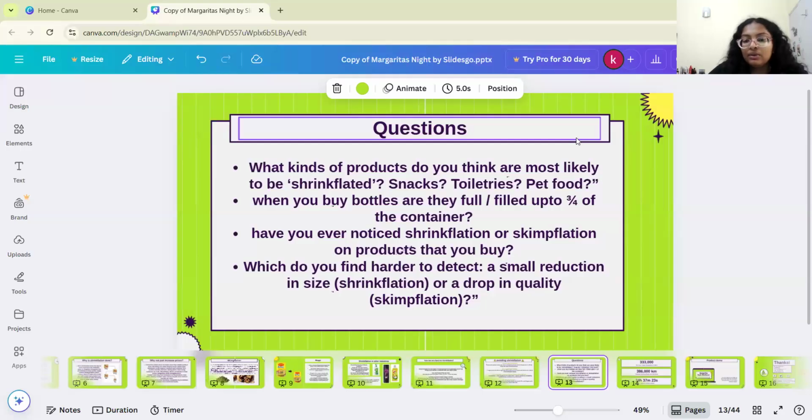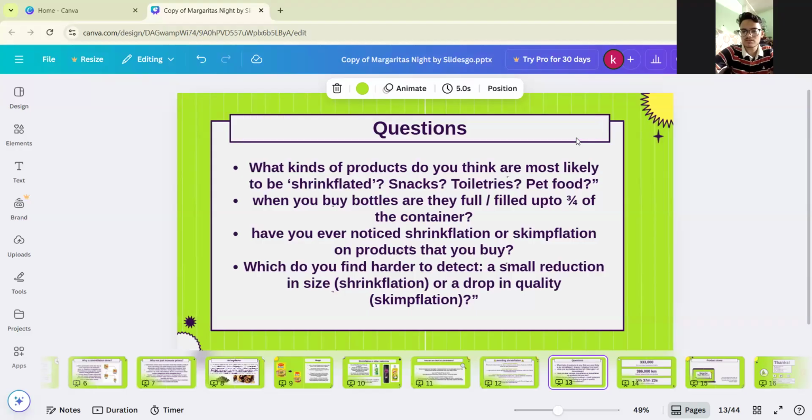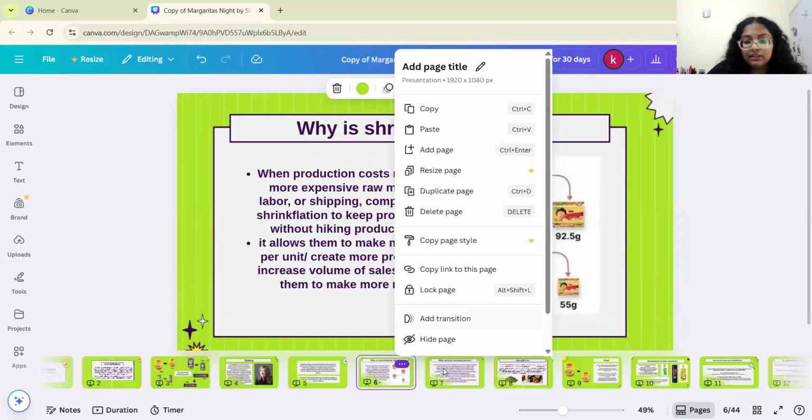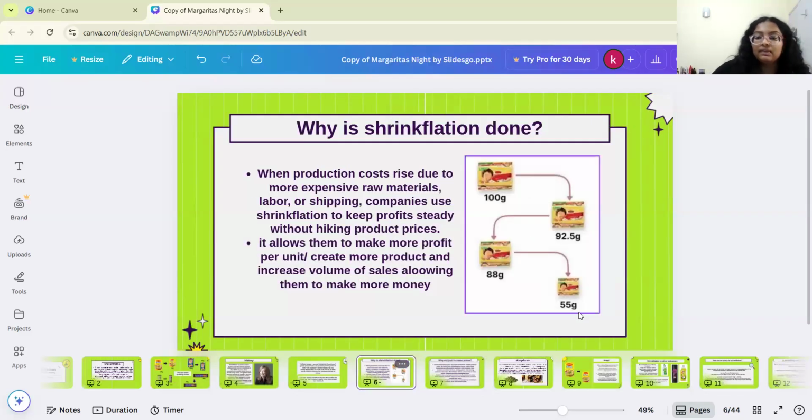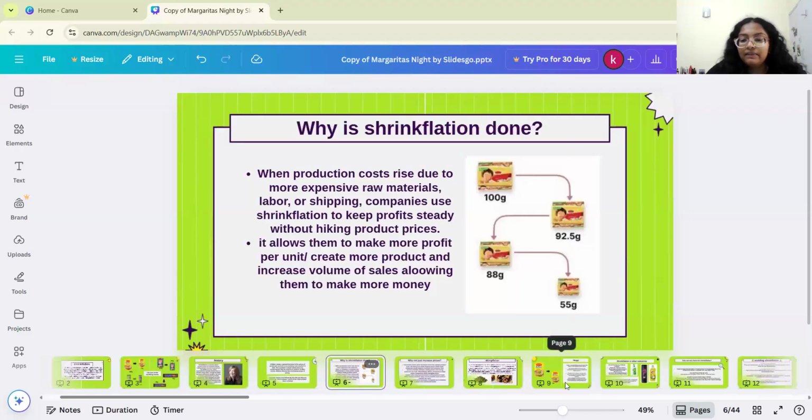So, have you guys ever noticed shrinkflation or skimflation on the products that you guys are buying? Like your Lay's packets that used to be full of chips, they're mostly filled with air now. Have you guys ever noticed that? Can you guys give me an example if you have? Anyone? Yes, Dilda. Parle-G. So I actually have a picture of Parle-G here. They started off as 100 grams, but it's actually reached 55 now.